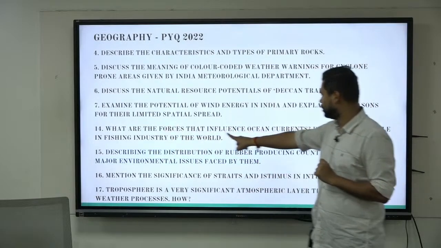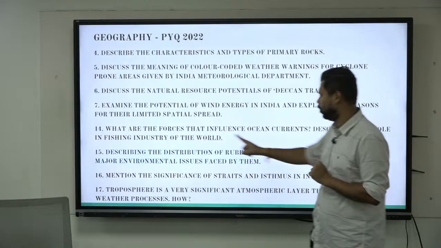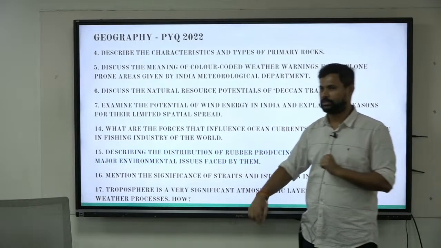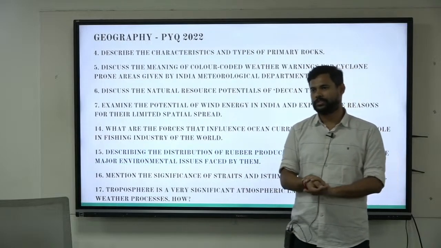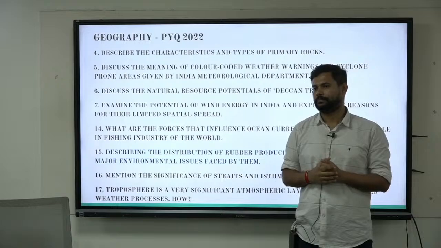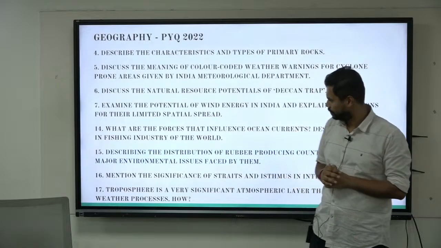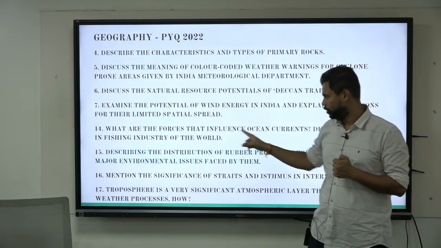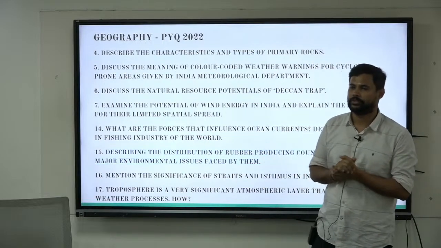What are the forces that influence ocean currents? Describe their role in fishing industry of the world. Okay, obviously oceanography, ocean currents. Oceanography is the chapter, ocean currents is the topic. It is part of this only. In ocean currents only you study this. Okay, how they influence fishing industry.